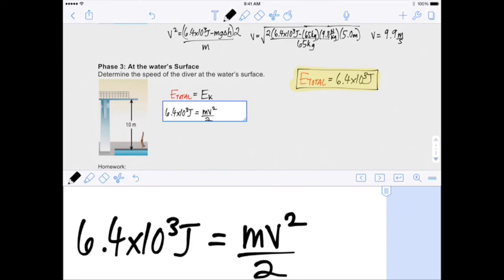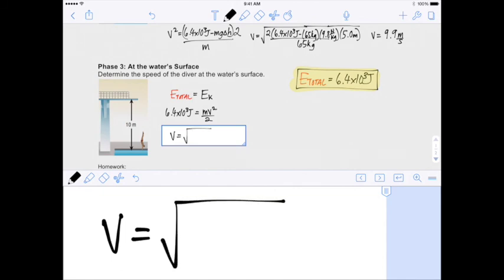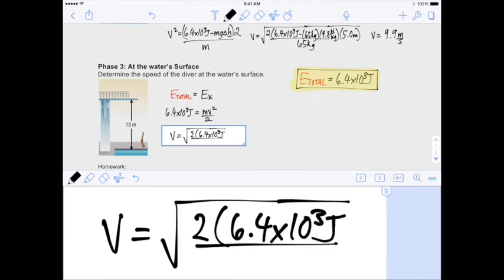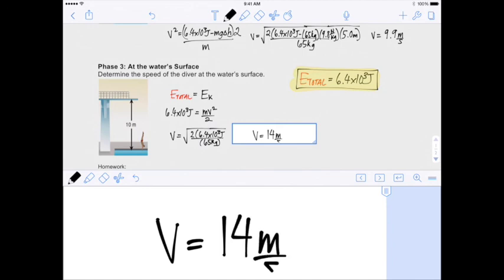So we have to get rid of the 2 in the denominator, and we do that by multiplying both sides by 2, and then the m in the numerator, so we'll divide both sides by m, and make sure you take the square root of both sides. I'll do this all in one step, and as you get more proficient, you'll be able to do the same. So we have 2 times 6.4 times 10 to the power of 3 joules divided by a mass of 65 kilograms. Punch it into your calculator, and to 2 significant digits, you end up with 14 meters per second.